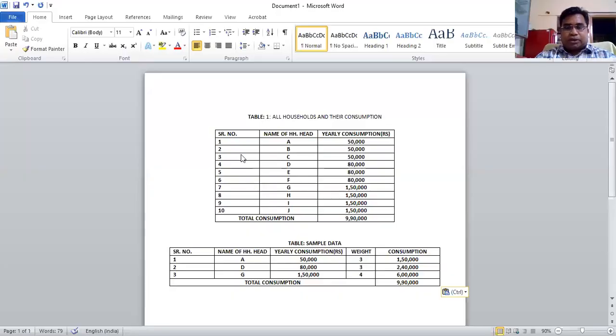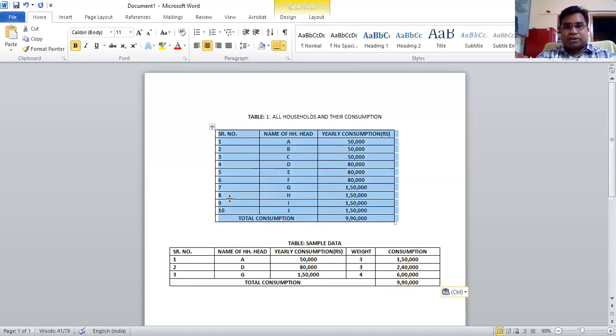Let's see here. In table one, I have the whole population data. It consists of the whole population, 10 households. You see there are 3 types of consumers. One is from the 50,000 bracket, the other one is from 80,000, the third one is from 1,50,000. Now in table 2, this is the sample data. The government has collected data from the first sample, the household named A, who has a yearly consumption of 50,000. Similarly, it has collected data corresponding to the second category, the 80,000 category, which is the fourth household over here. And corresponding to the 1,50,000, it has chosen this particular household, 1,00,000 G.